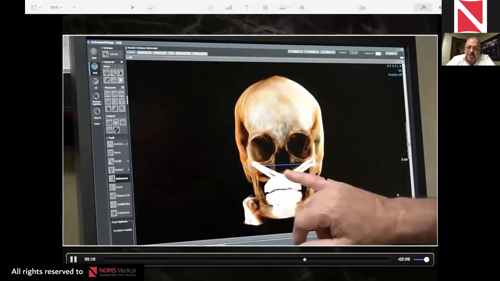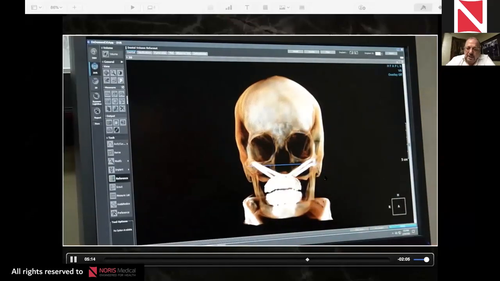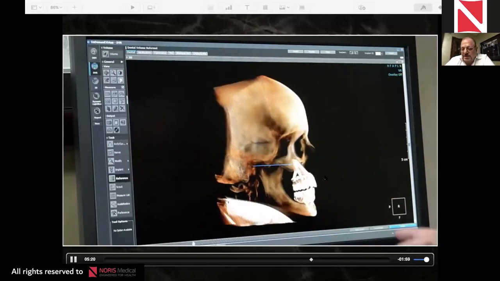Here's her final restoration. She was moving to Florida, so it was done in a month. We converted initially, then we went to the final ceramic in a month. But there's no reason to wait longer in these cases unless you actually want to.